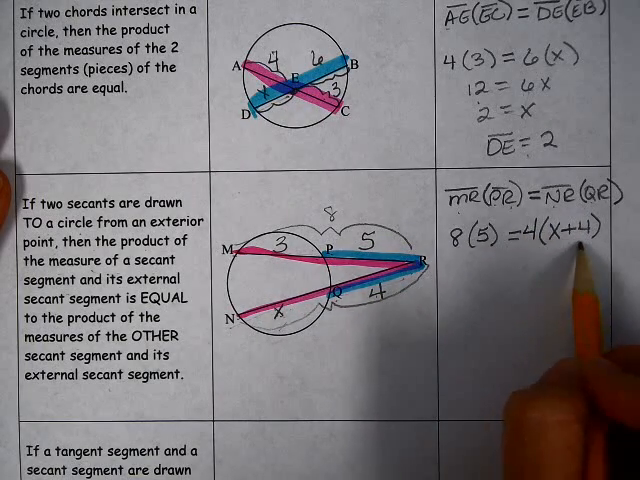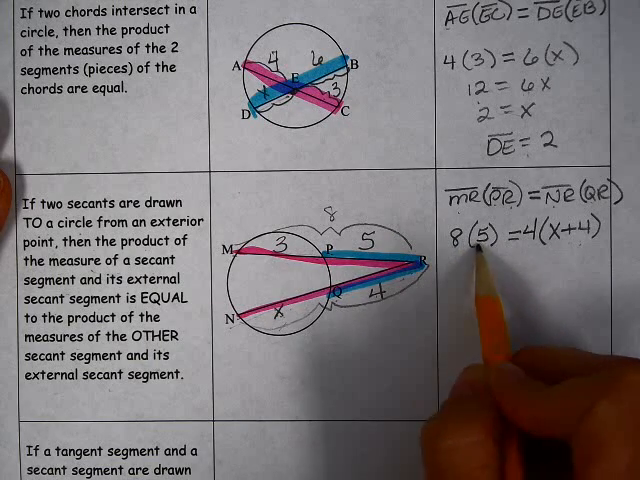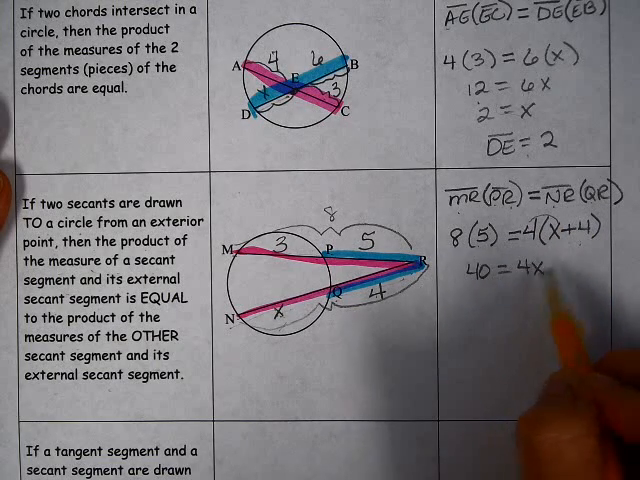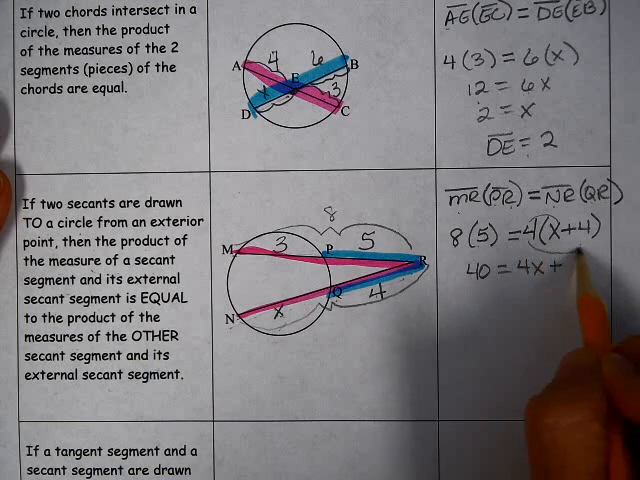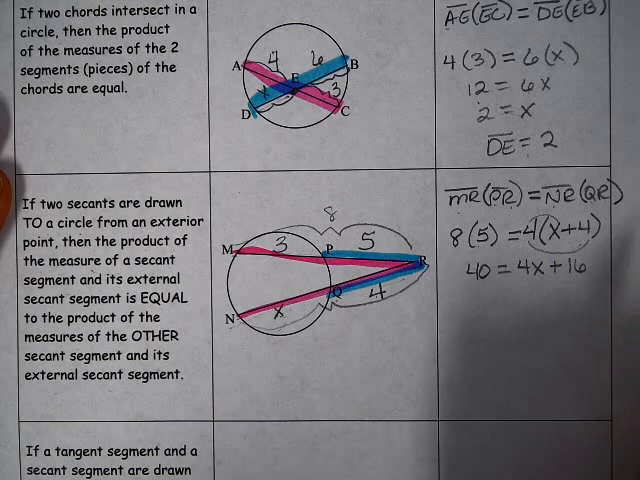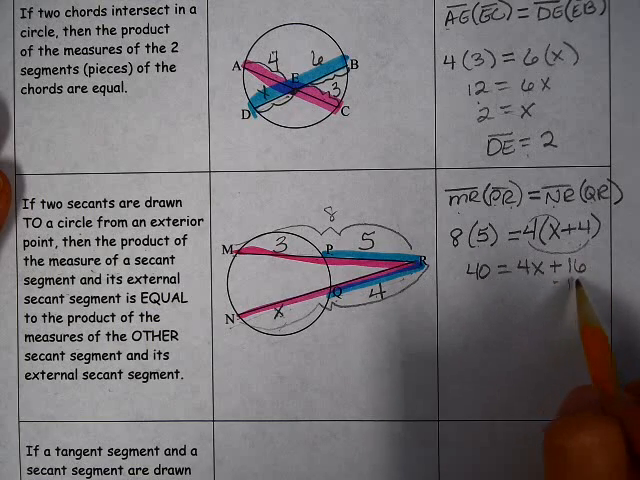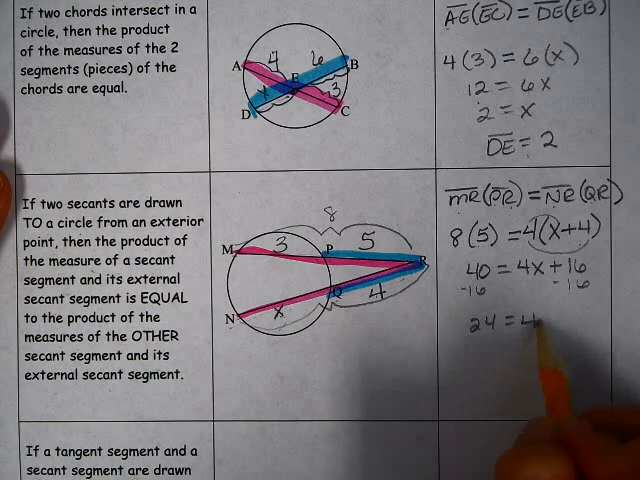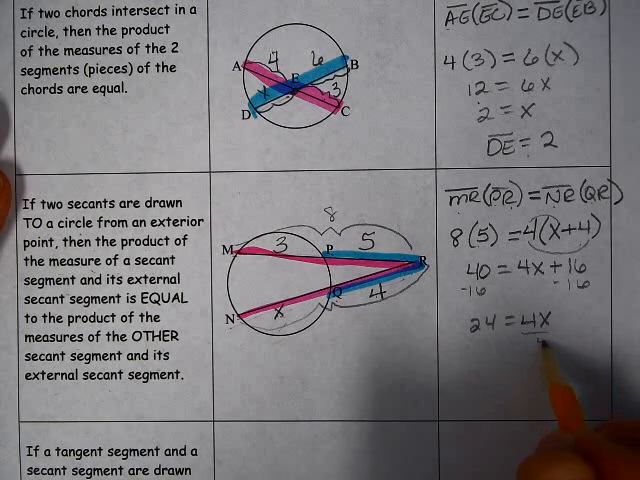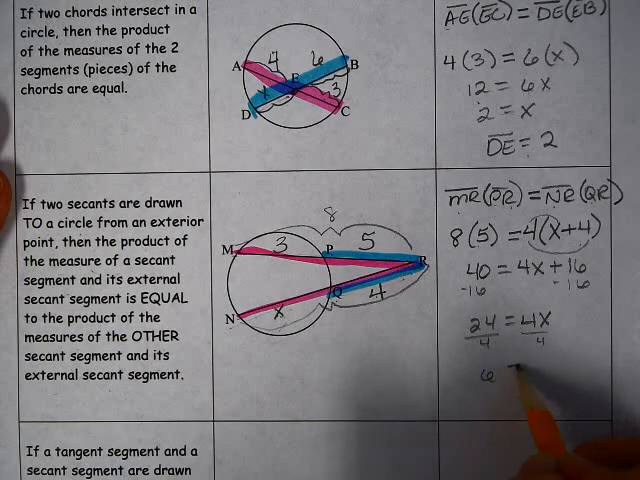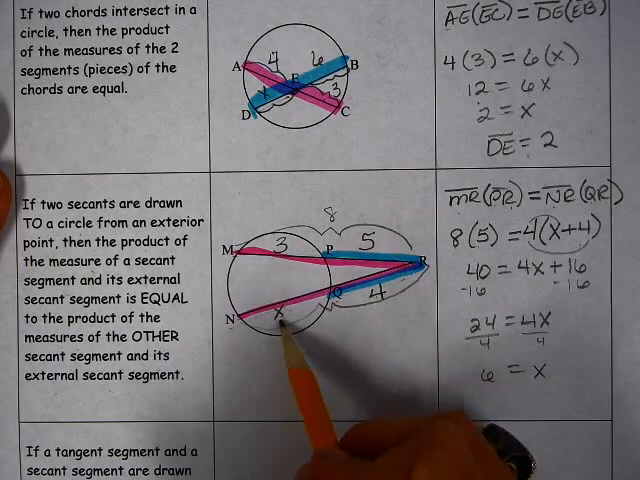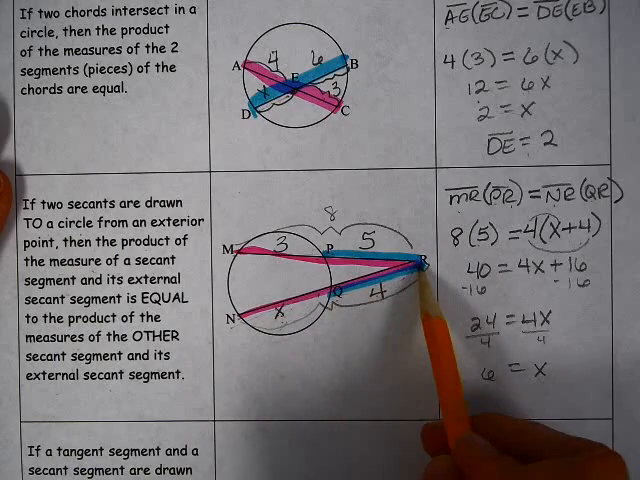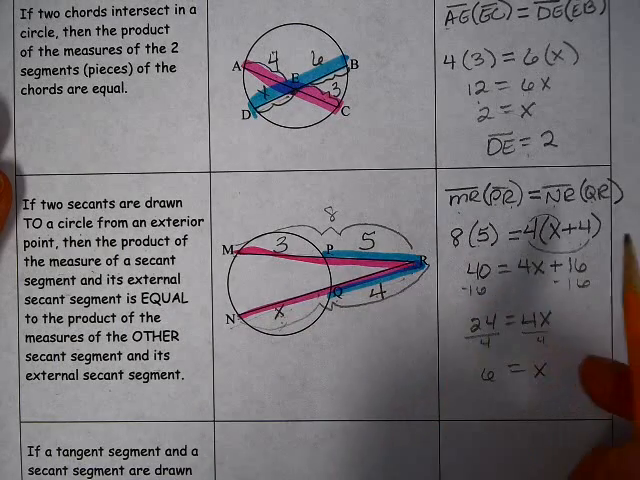Now, this is going to require the distributive property. So 8 times 5 is 40. 4 times x is 4x, plus 4 times 4 is 16. Now we solve for x just like we did in algebra. Subtract 16 from both sides. You get 24 is equal to 4x. Divide both sides by 4. You get 6 equals x. So this interior portion has a length of 6, which means the entire secant NR, or that secant segment, has a length of 10.